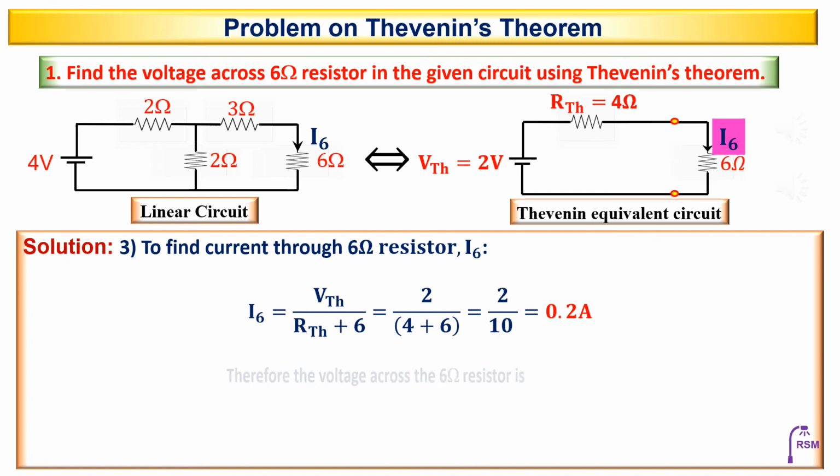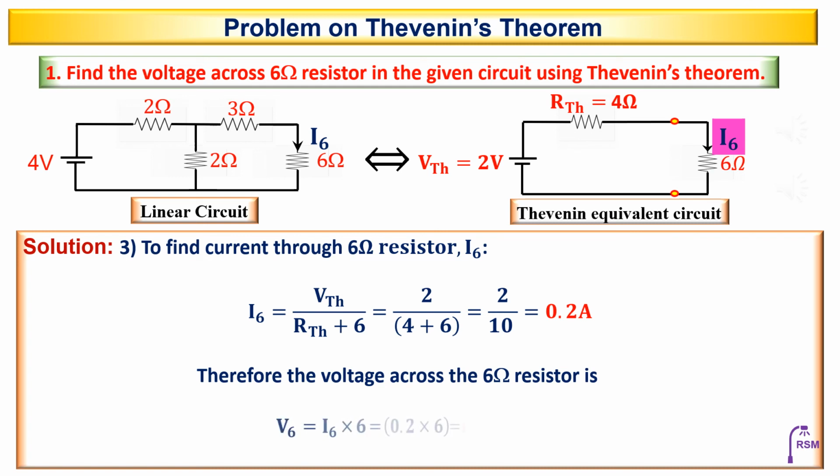Therefore, the voltage across 6 ohm resistor becomes V6 equal to I6 into 6. If we substitute the value of I6, V6 becomes 0.2 into 6, which is equal to 1.2 volt.